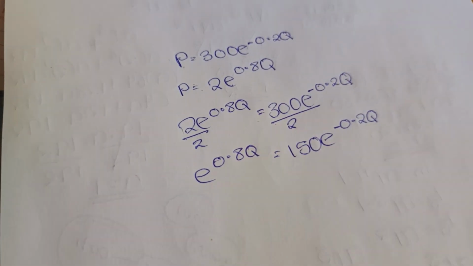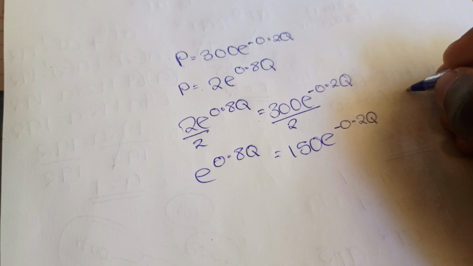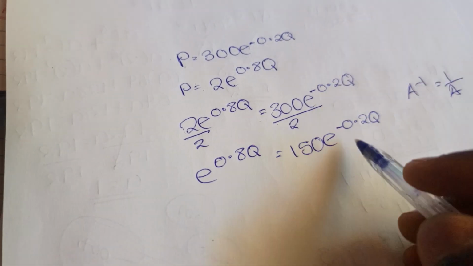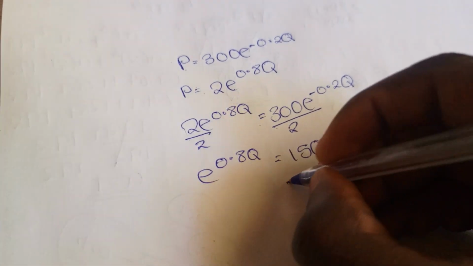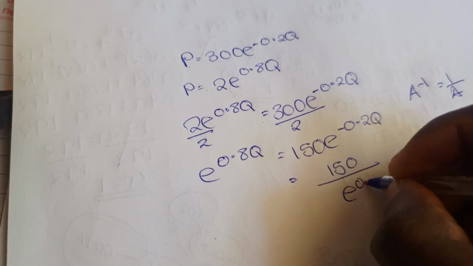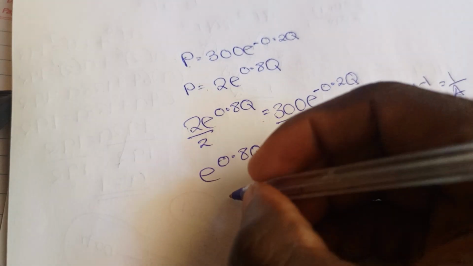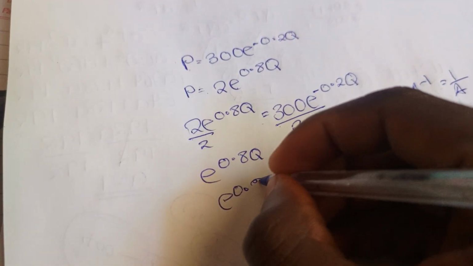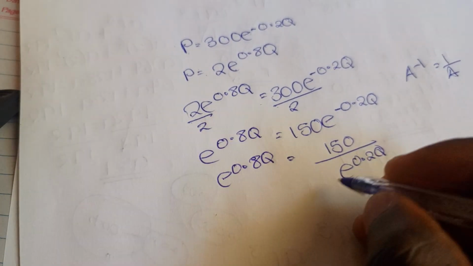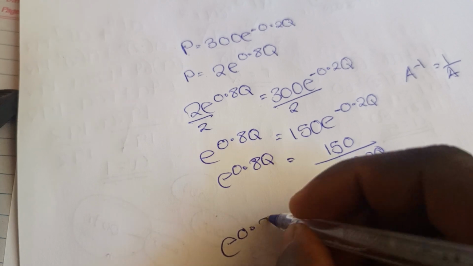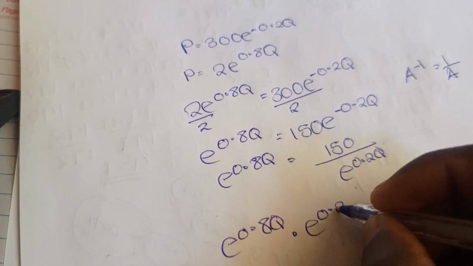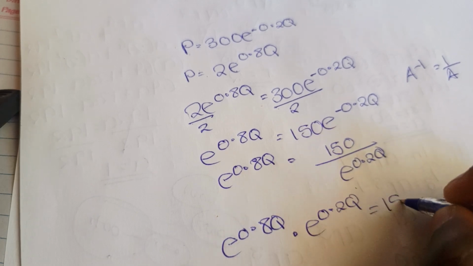Then you know in negative indices, a to the power negative 1 is the same as 1 over a, where we can remove this negative here. So we will remain with 150 e^(0.2Q) over e^(0.8Q). Then from here we can cross multiply. So we will have e^(0.8Q) multiplied by e^(0.2Q) equal to 150.